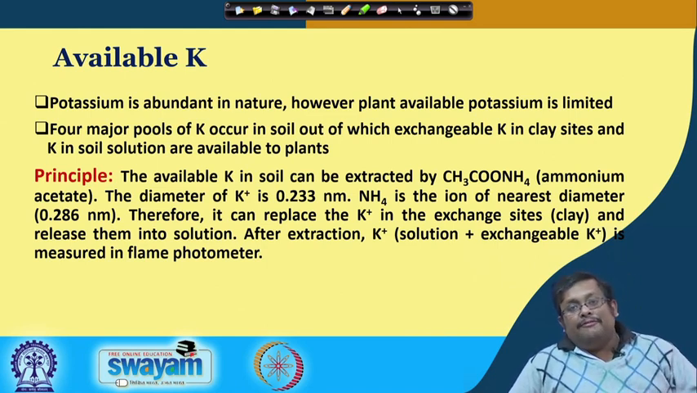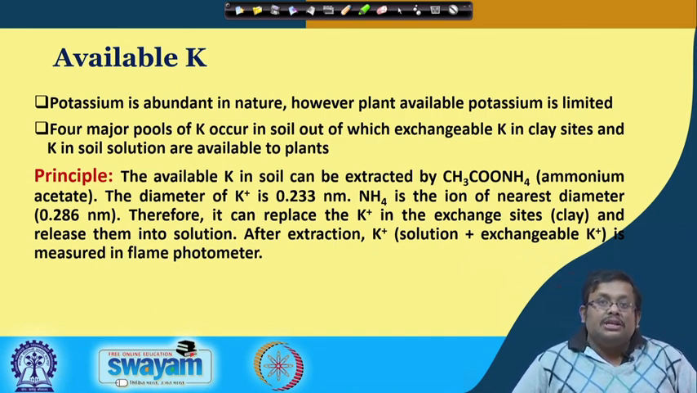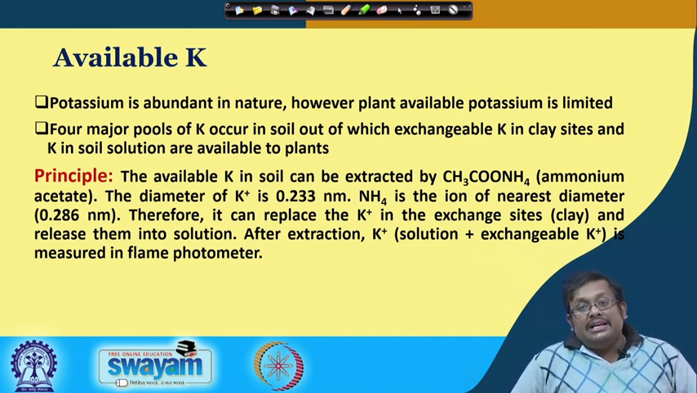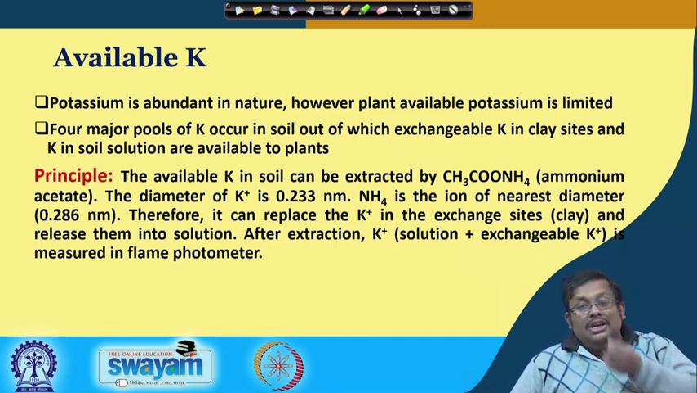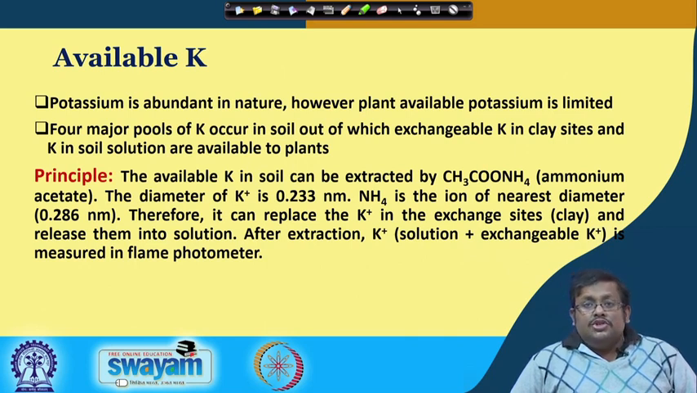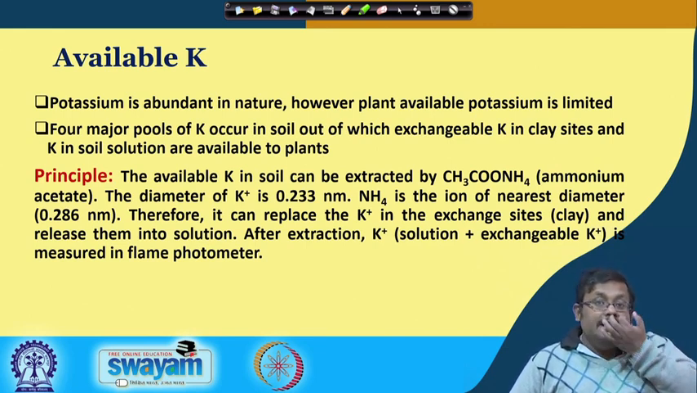Now, the principle of potassium measurement is that the available potassium in the soil we extract using neutral normal ammonium acetate, because the ionic diameter of potassium and ammonium is almost similar. In case of potassium it is 0.233 nanometer, whereas in case of ammonium it is 0.286 nanometer. So, both of them can easily replace themselves. So, ammonium can easily replace potassium in the exchange site of clay and release it into the solution.